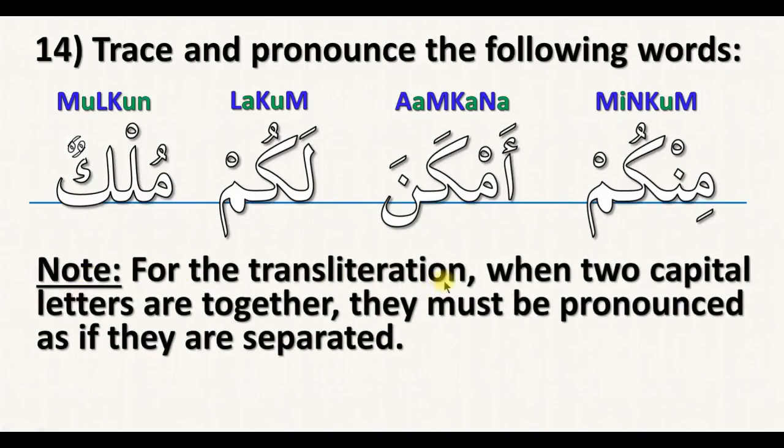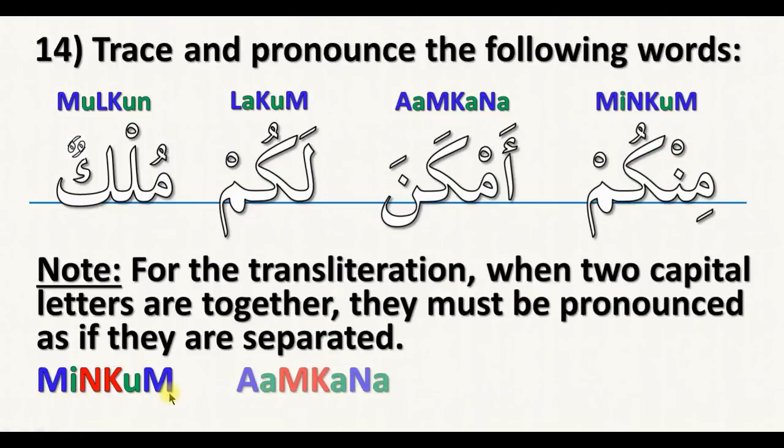Note: for the transliteration, when two capital letters are together, they must be pronounced as if they are separated. Here you have an example where two capital letters N and K are together, as you can see here. So to pronounce it, you have to separate these two syllables between the two capital letters. So you pronounce it by saying min kum. Here you have amkana. And here you have mulkun.